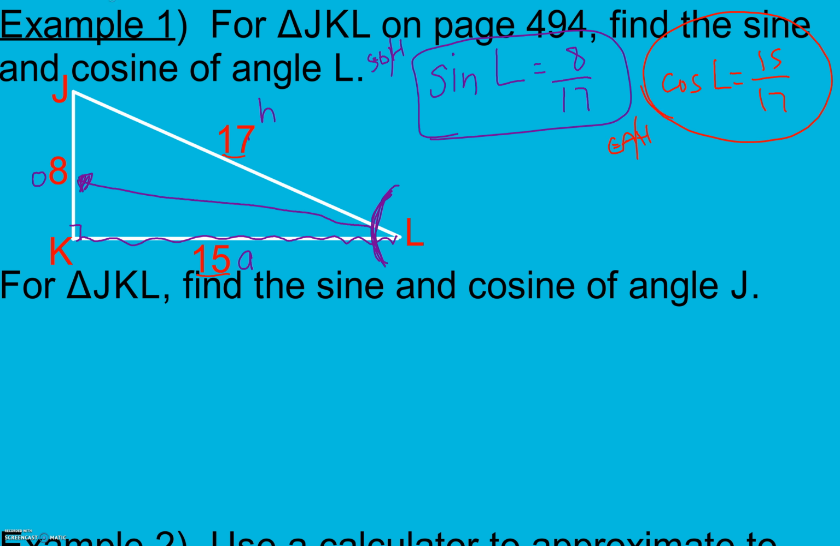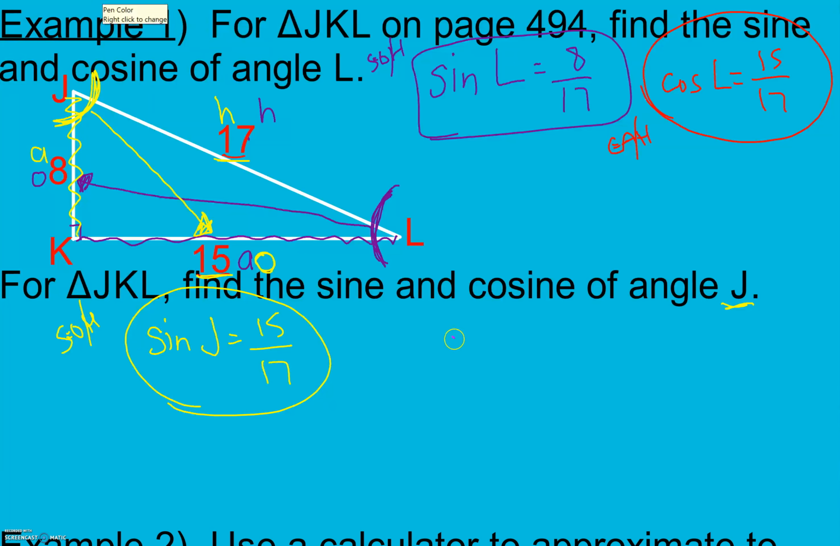Now, feel free to pause here and give this a try if you'd like. We're going to try from triangle JKL to find the sine and cosine of angle J. So from angle J here, our side lengths change a little bit. Our hypotenuse is still just our hypotenuse, but our opposite side is the 15. And our adjacent side that's part of our angle is the 8. So here for sine of angle J, we're still going to use sine equals opposite over hypotenuse. Opposite is 15. And our hypotenuse is 17.